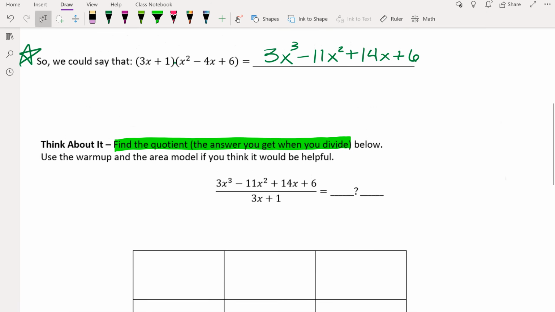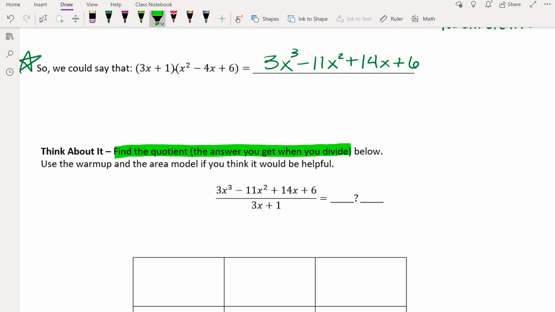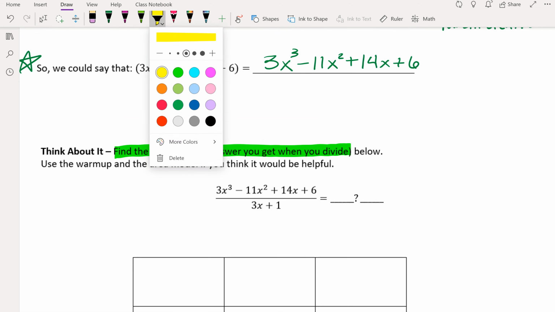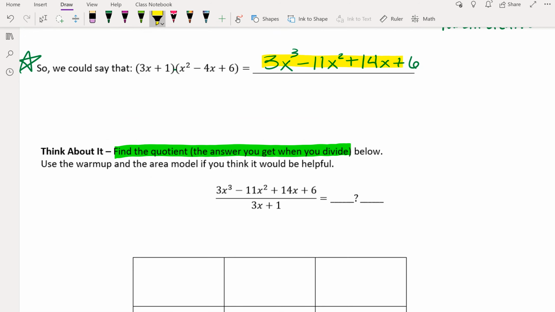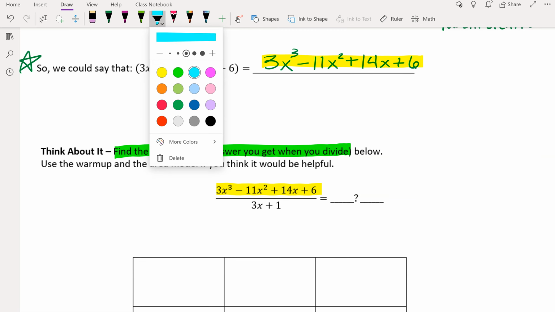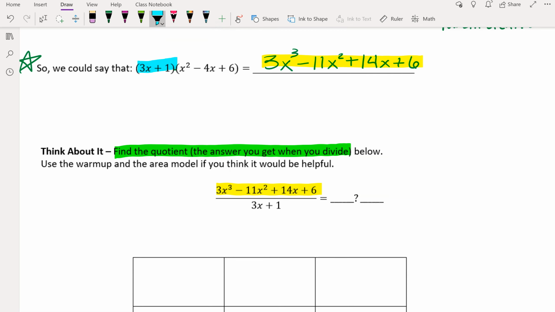Also, I'm going to give you a hint: what do you notice about the answer that we got with the multiplication problem and the numerator of the division problem? What else do you notice that they might have the same or similar? I'm giving y'all lots of hints.